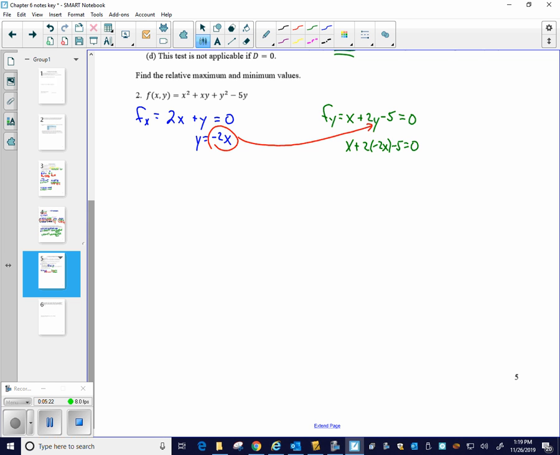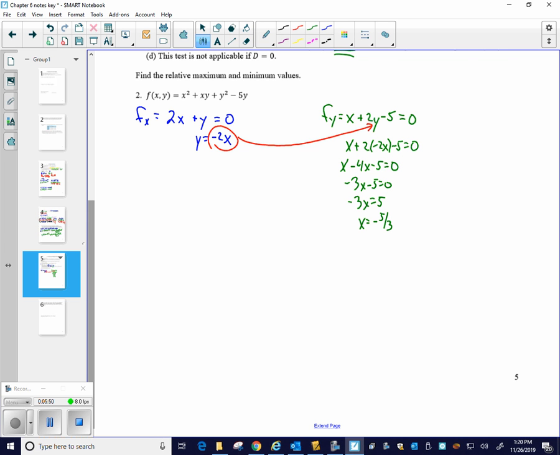Now I can solve that for x. So that's going to be x minus 4x minus 5 equals 0. So that's going to be negative 3x minus 5 equals 0, adding 5, and then dividing by 3 gives you x is negative 5/3. Okay, that is the x value of my critical point, but it's a critical point, so I need the y value.